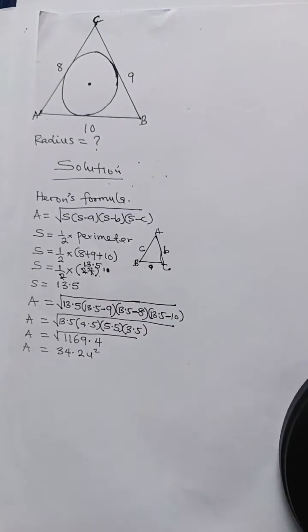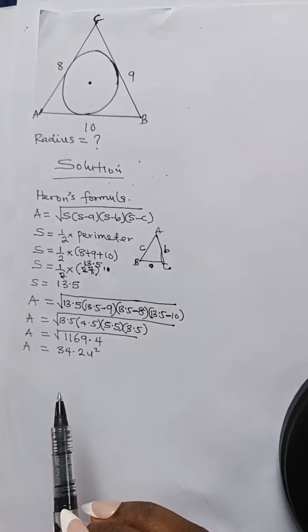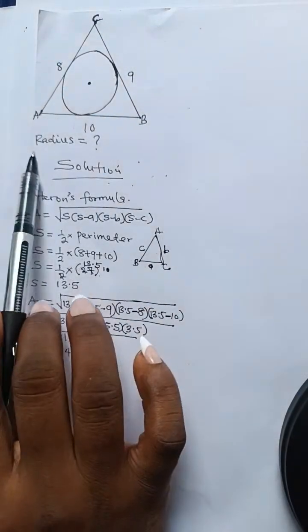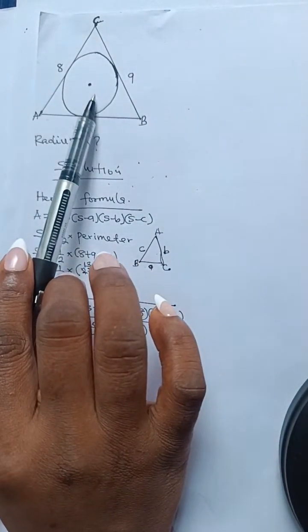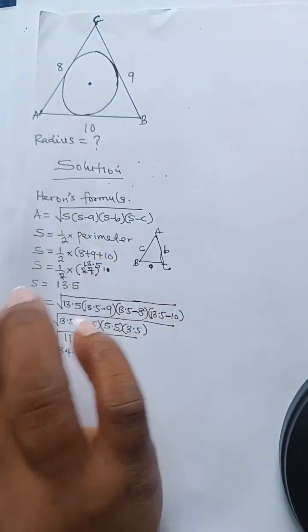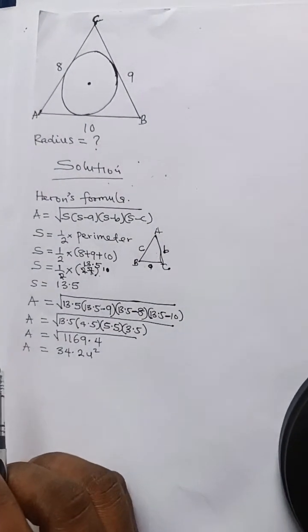So let's quickly continue with the question that I'm solving. Now, the question says we should find the radius of this smaller circle, the inscribed circle.